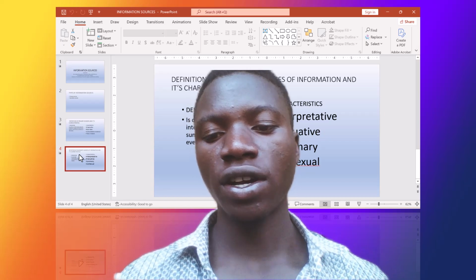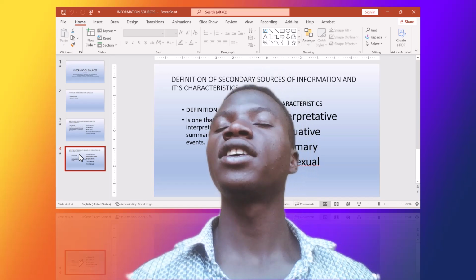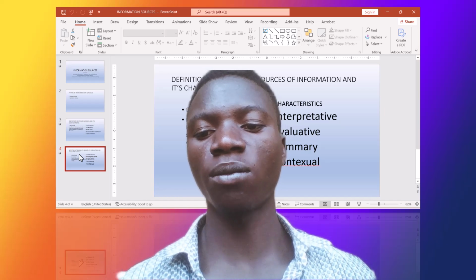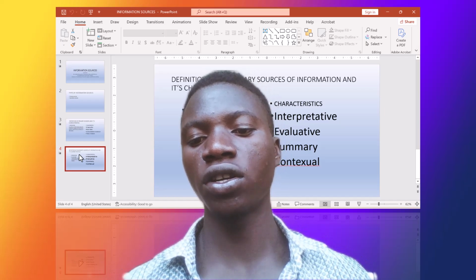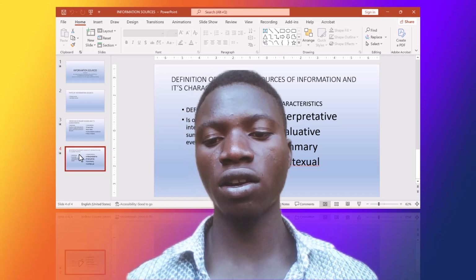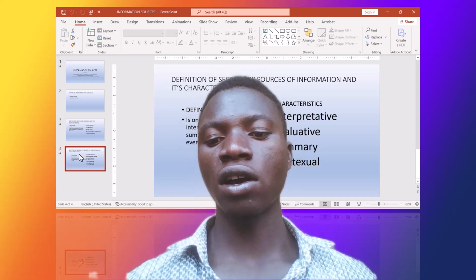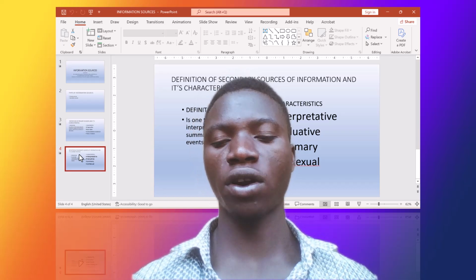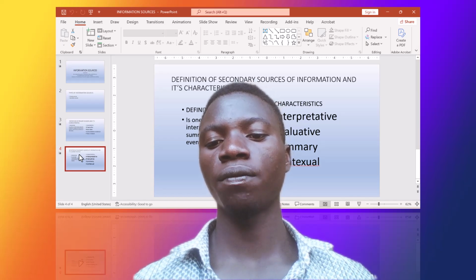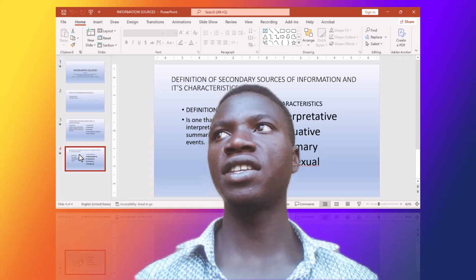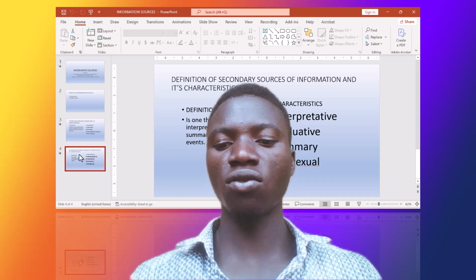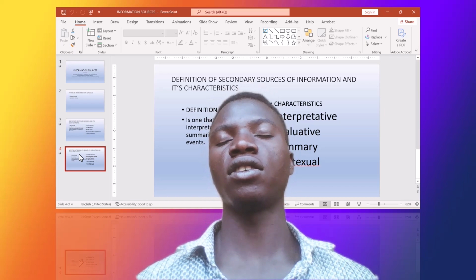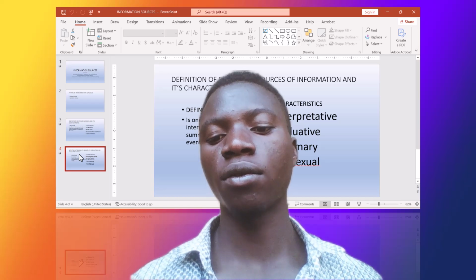When you look at the characteristics, they're interpretative, which means they interpret the information gotten from primary sources. They're able to interpret or analyze it to make it understood. They are also evaluative. They're able to look through the primary sources critically before you analyze it into a broader perspective. That is evaluative: you analyze or broaden it into a wider perspective.